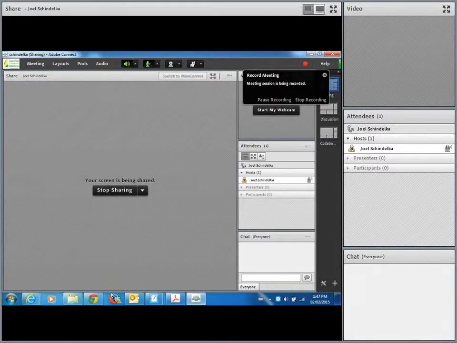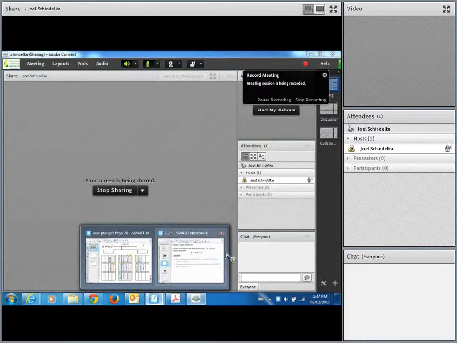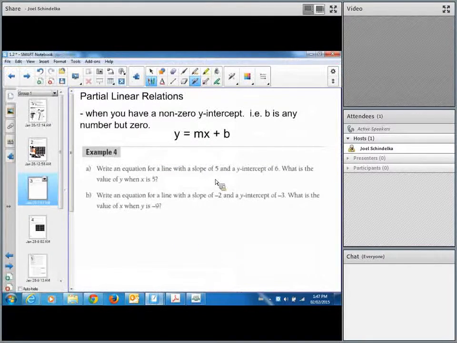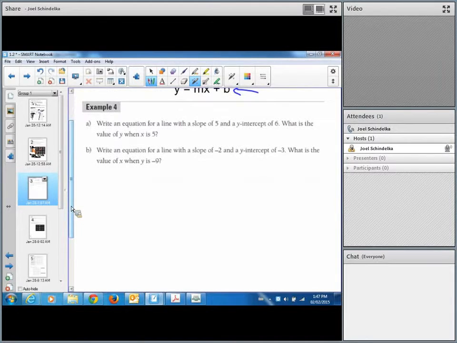Back to that page. The partial variations. Sorry about the interruption there. So this is when the B number, you have something added, like plus 5 at the end or minus 2. Write an equation for a line with the slope of 5 and a y-intercept of 6. So here's what we're saying.